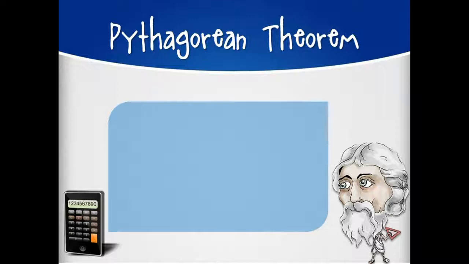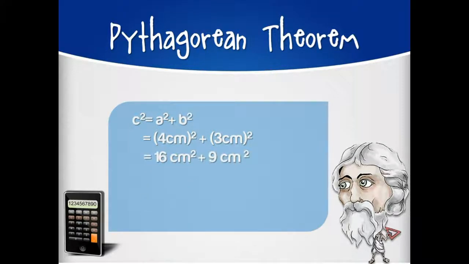Let's solve for this. We'll use the formula c squared is equal to a squared plus b squared. Let's substitute the given. It is equal to 4 centimeters squared plus 3 centimeters squared, which results to 16 square centimeters plus 9 square centimeters. C squared is equal to 25 square centimeters. Put a square root on both sides of the equation, and the answer will be 5 centimeters.